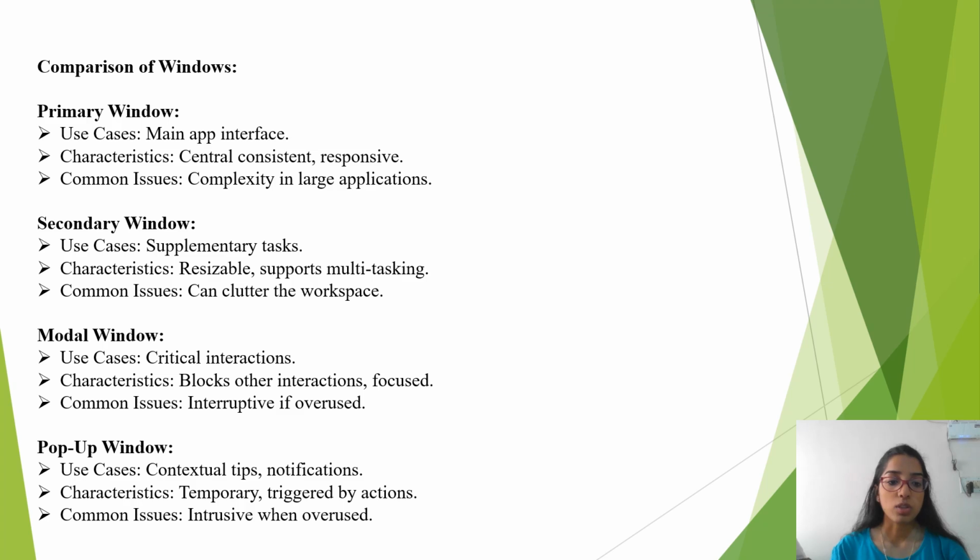Next, pop-up windows. The use cases of this pop-up window are contextual tips and notifications. The characteristics of this pop-up window are that it is temporary and triggered by actions. So it is not permanent, it is just temporary and it gets triggered by actions. The common issue is that it is intrusive when overused. So this is the comparison between primary window, secondary window, modal window and pop-up windows.